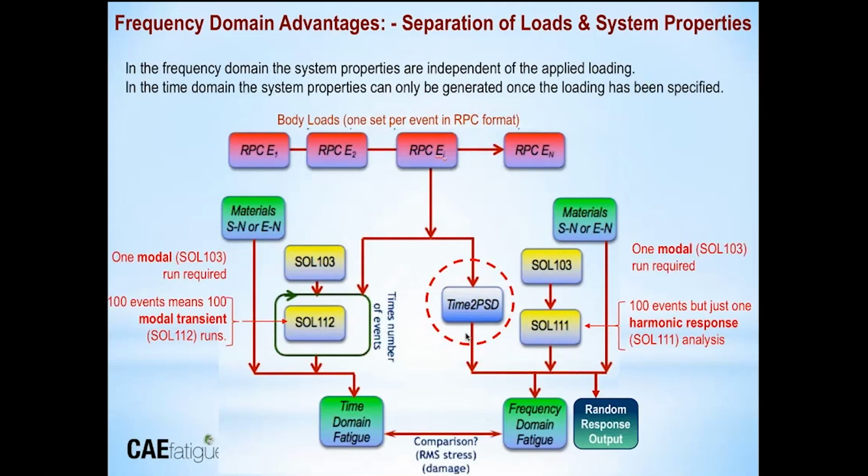Now, if we look at a typical large vehicle analysis that we might in the past have done in the time domain, here we've got a case where we've got multiple events in the form of so-called RPC files. RPC file for event 1 all the way up to RPC file for event n. Let's give an example: that might be 100 events typically. Now, traditional methods would apply those time histories into a solver run.